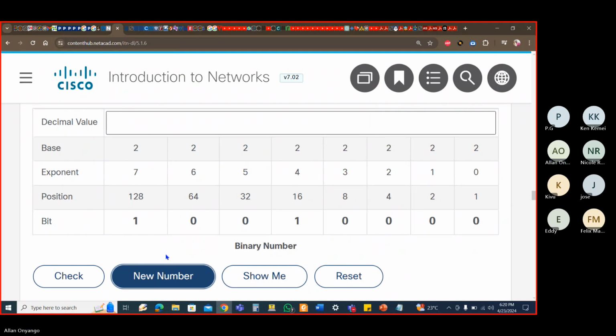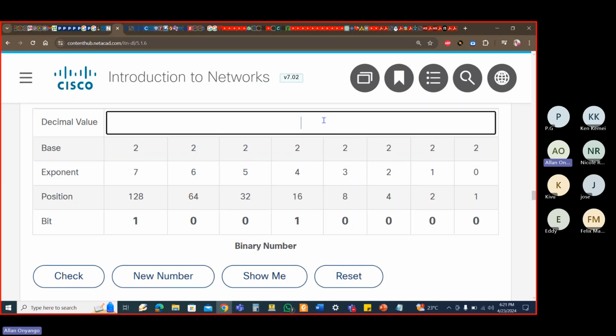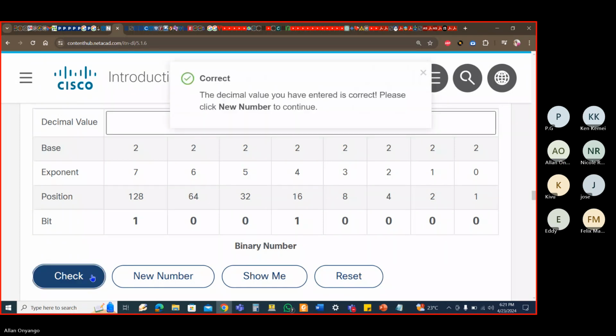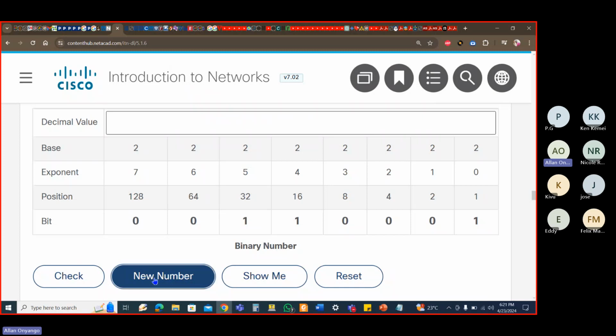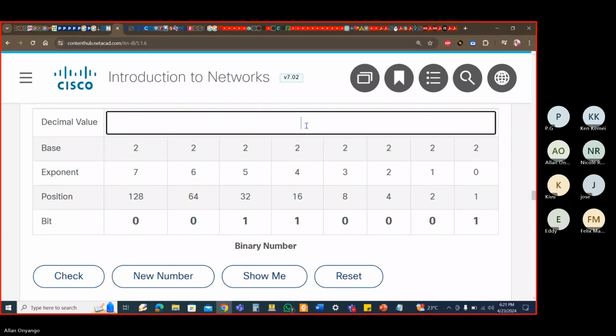I'm looking for a tough one. This one? 128 plus 16 plus 1, 144? Good. This one? 49, yes? Because 32 plus 16 is 48, isn't it? Yes. 49.